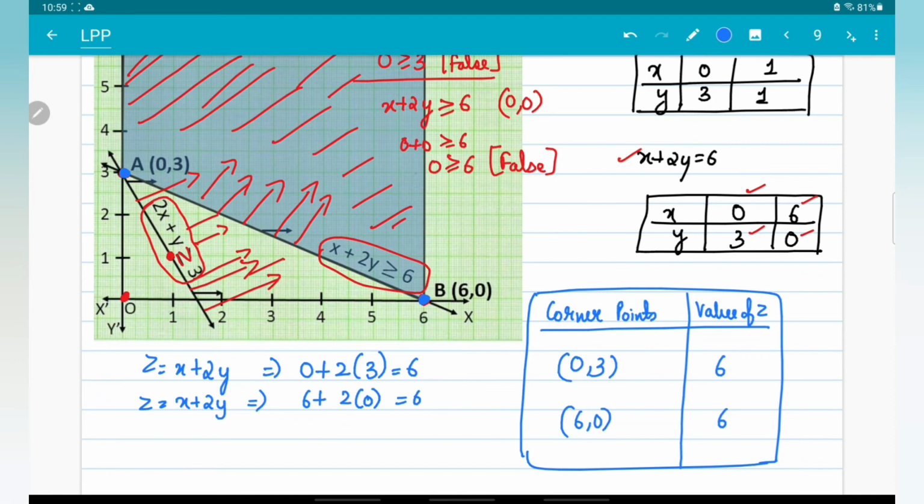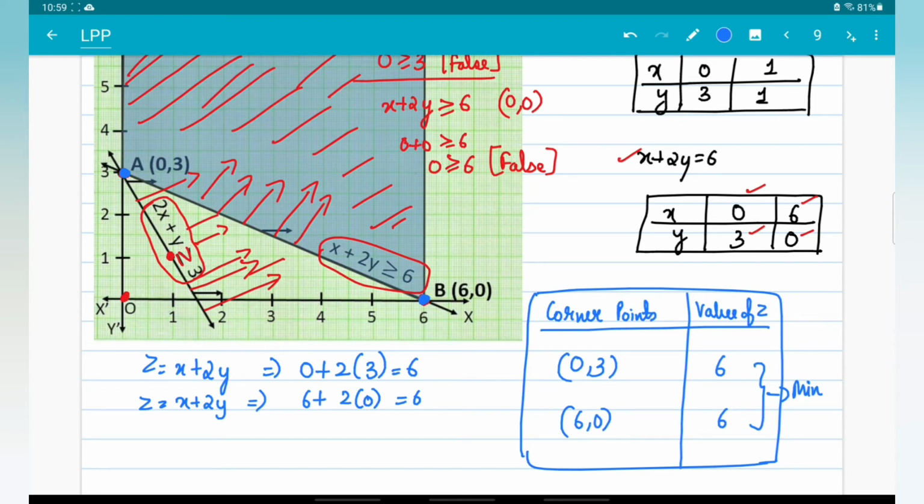That means I have to find the minimum value. Now if you can see here, both the values are the same. That means both of them are minimum over here. Okay, both of them are minimum. So in this case we got 6 as the minimum value.